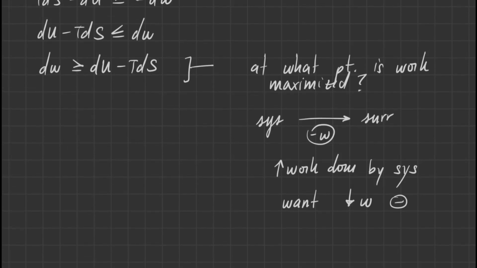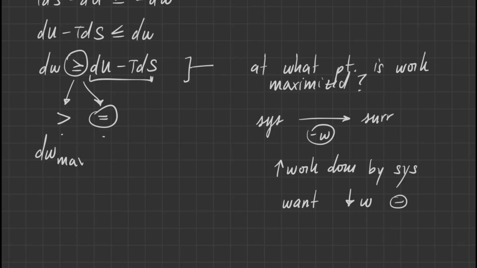Looking back at this expression, we have two options here. We can either be greater than or equal to. So in which case would work be more negative? When it's greater than dU minus TdS, or if it's equal to dU minus TdS? Well, obviously the answer is equal to, because if you're greater than, then that just means you're more positive or less negative. So essentially, dw maximum is equal to dU minus TdS. And there's our expression.